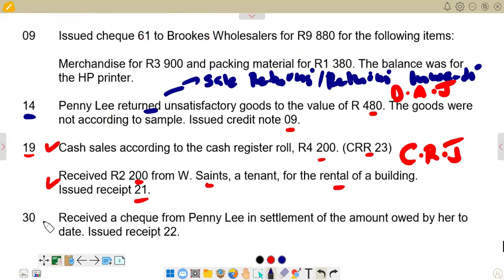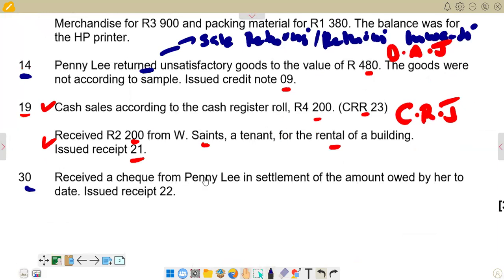So we are now here on the last one, which is on 30. And it reads, received a check from Pendley in settlement of the amount owed by year to date, issued receipt 22. So let's just take note of the description of the transaction. Date is 30, and then document number 22. And this money is being received from Pendley. This is the cash receipts journal again. But the amount is not given there, but we are being told that it's a settlement of the amount owed by year to date.